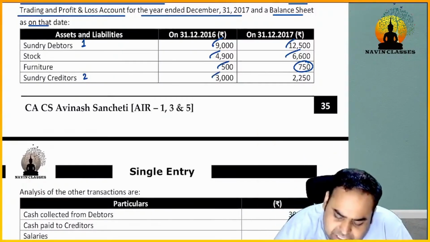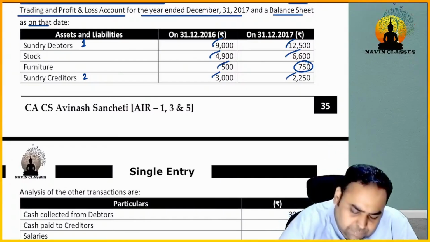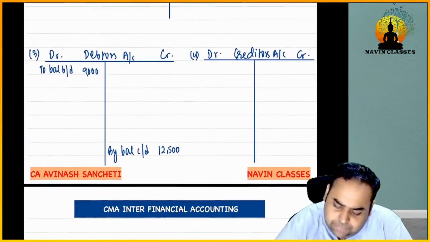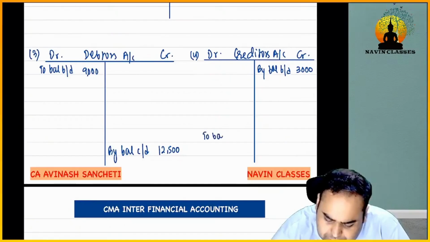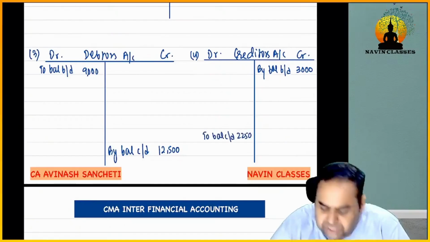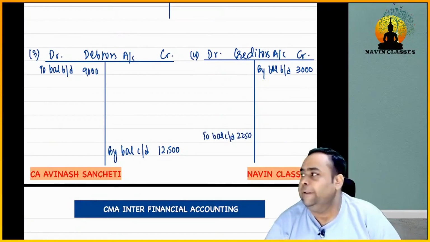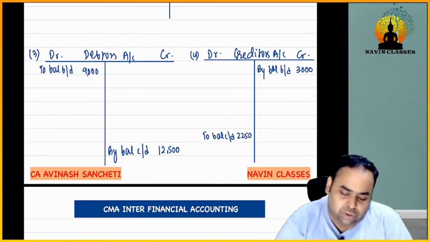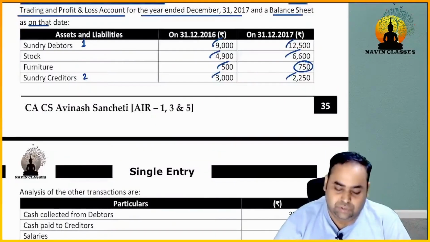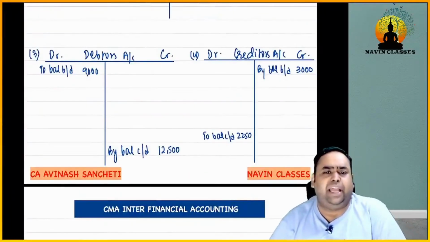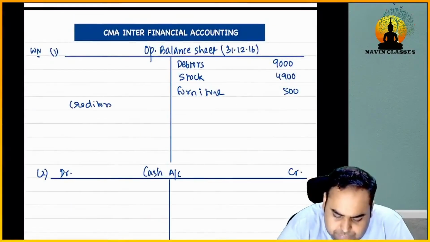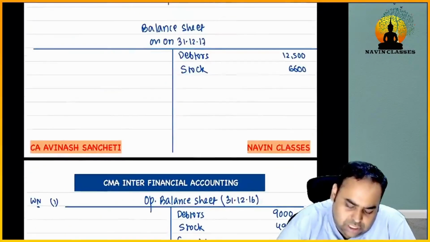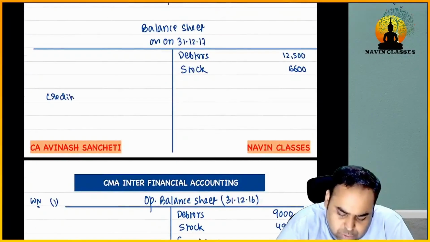Balances for creditors are given as 3,000 and 2,250. We have to show the creditors in the creditors account: by balance brought down 3,000, to balance carried down 2,250. 3,000 and 2,250. And this creditor is my liability. Since it's a liability, it will go to the balance sheet. Opening in the opening balance sheet, 3,000. Closing in the closing balance sheet, 2,250.